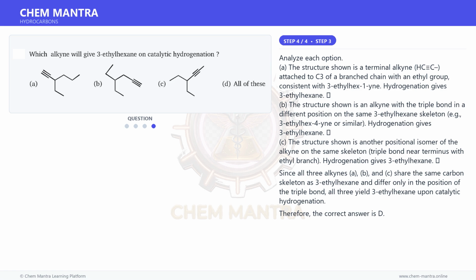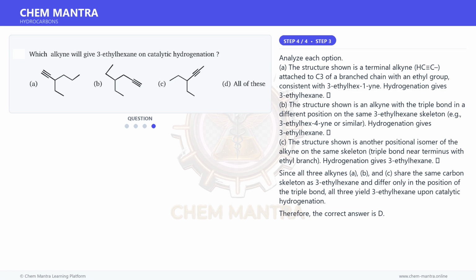B. The structure shown is an alkyne with the triple bond in a different position on the same 3-ethylhexane skeleton, for example, 3-ethylhex-4-yne or similar. Hydrogenation gives 3-ethylhexane. C. The structure shown is another positional isomer of the alkyne on the same skeleton, triple bond near the terminus with the ethyl branch.